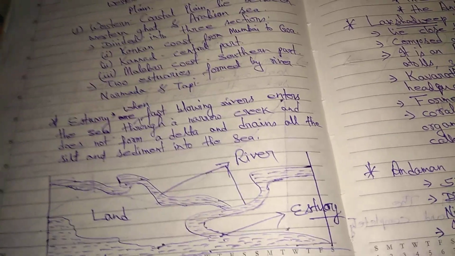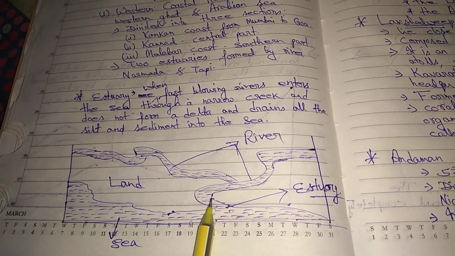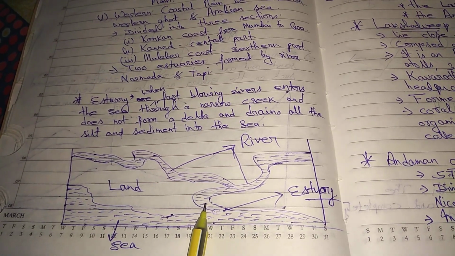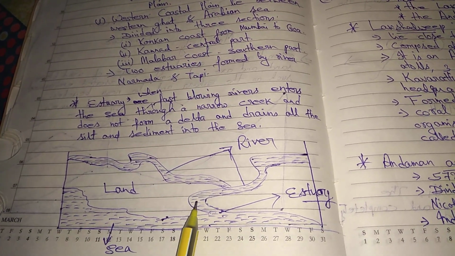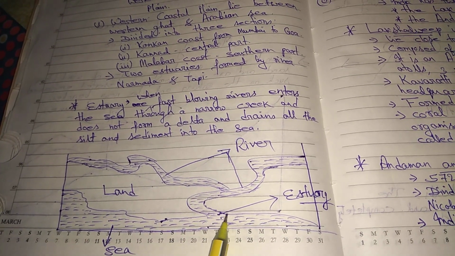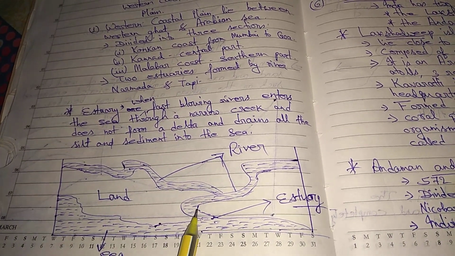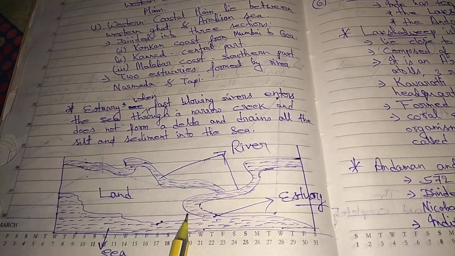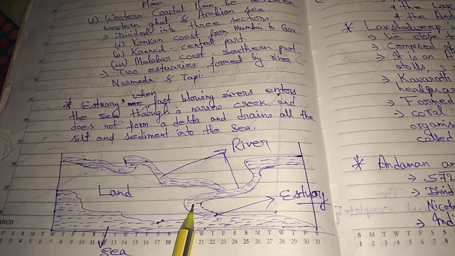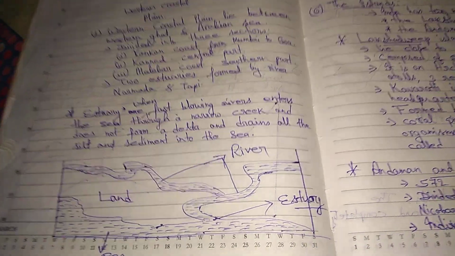But remember, when a river drains its silt, sand and water into the sea and makes a triangular shaped region at its mouth, it is called a delta. And without making any triangular shape, if it drains all its sediments, water and silt, then it forms an estuary.